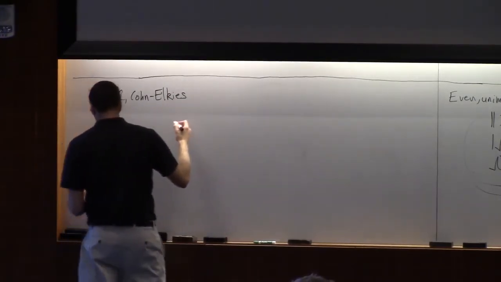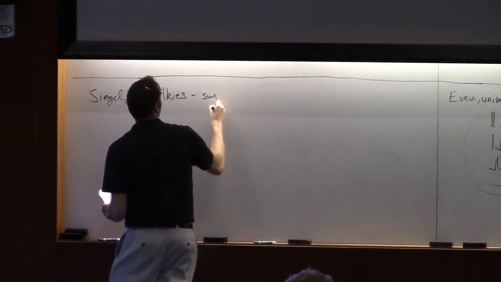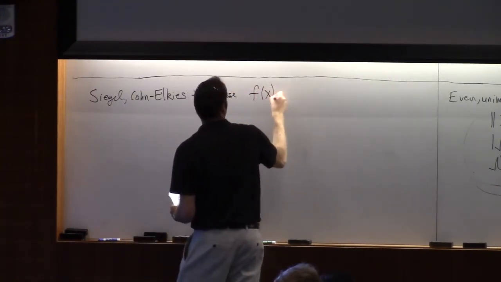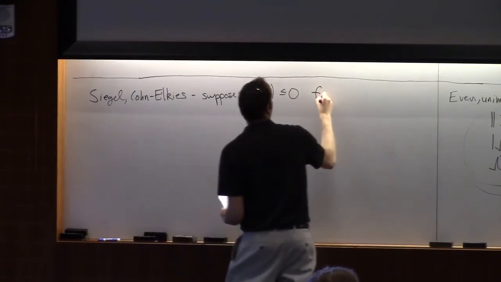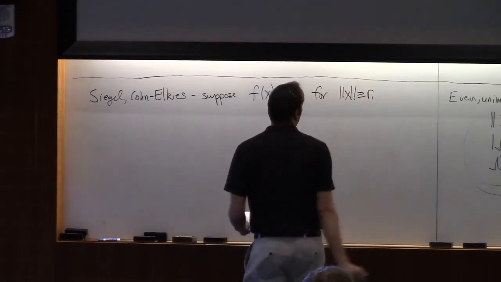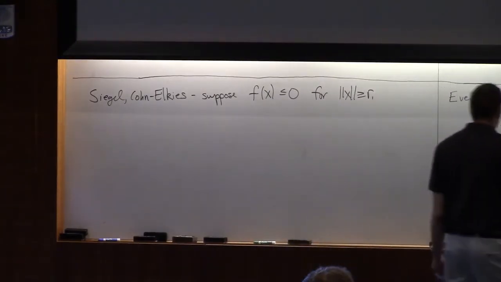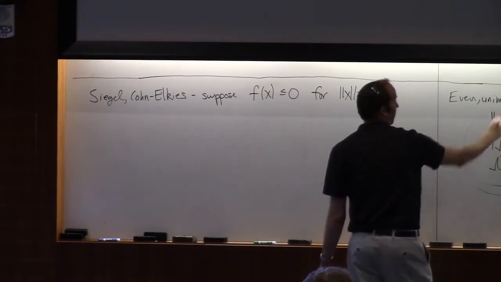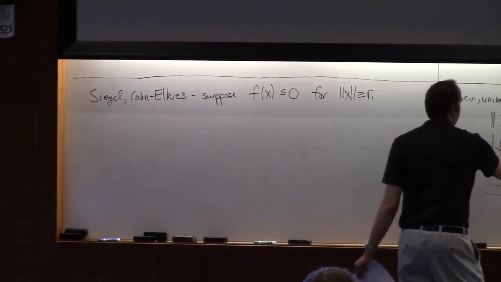So let's make some hypotheses on F. So first of all, let's suppose that F of X is not positive for X, at least some number I'll call R1. So there's a good point here to say that if you have an even lattice here, by the way, so let's square.